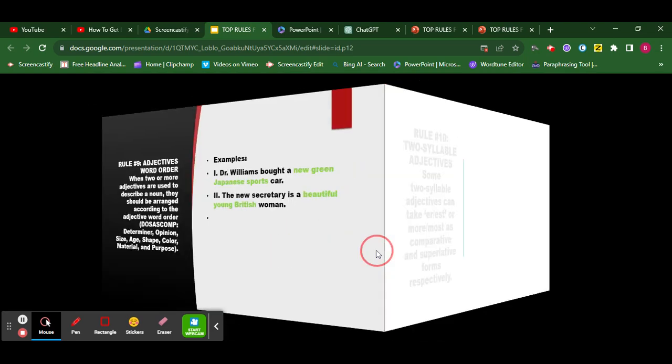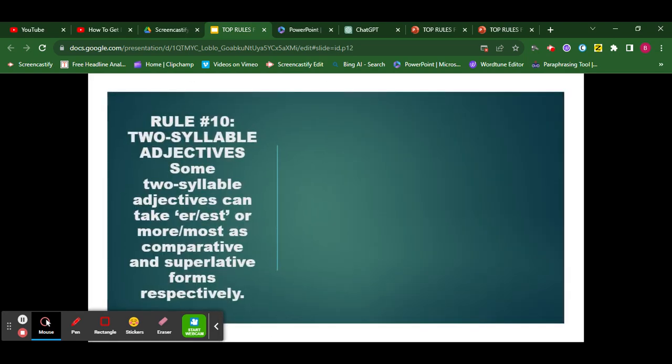All right. And this brings us to rule number 10, dealing with two-syllable adjectives. This rule states that some two-syllable adjectives can take ER and EST, or more and most as comparative and superlative forms respectively. So you have alternatives. Let's look at examples.